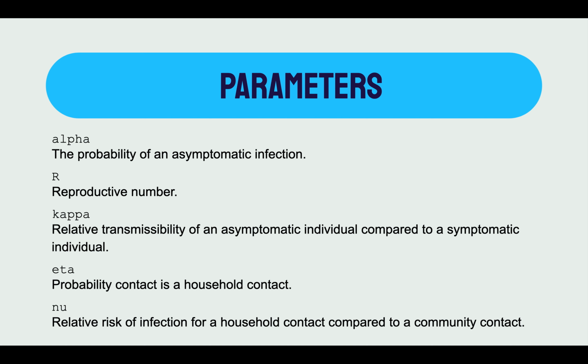Eta is the probability that a contact is going to be a household contact. If we're under lockdown, then you would expect most people's contacts to be coming from their household, but if we're not in that situation, then maybe most contacts are coming from the community. So this is going to be based on the community that's working through these different values. Nu is the relative risk of infection for a household contact compared to a community contact. Household contacts are more likely to be infected than community contacts on average, since they have closer quarters.